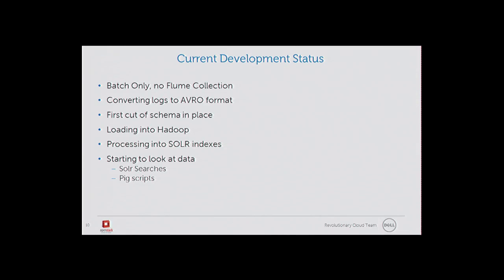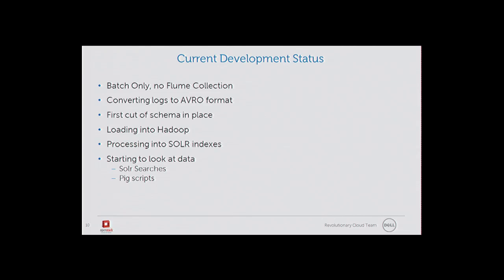Normally, most of our logging in OpenStack is text. That data is being converted to Avro, which is a more structured, schema-oriented format, and it's going into Hadoop that way. There's a first cut of the schema. I think I have it on a later slide. It's not a polished schema, but it's an initial cut. It's fairly simple. And that data is going into Hadoop.